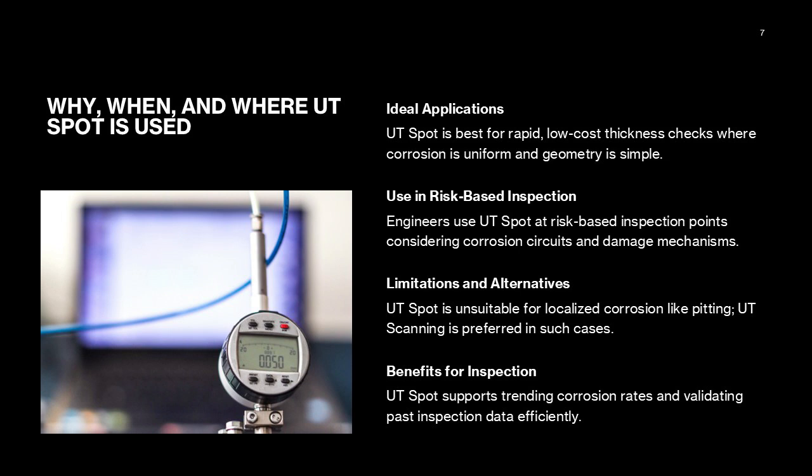The technique is highly effective for trending long-term corrosion rates and validating historical inspection data. It is also advantageous when operators need to confirm localized areas identified through visual inspection, acoustic emission screening, or thermal imaging. UT spot is not suitable when corrosion is highly localized, such as in pitting or flow-accelerated corrosion scenarios. In those cases, UT scanning or UT corrosion mapping is preferred. Understanding the appropriate application of UT spot ensures accurate risk assessments and efficient inspection planning.